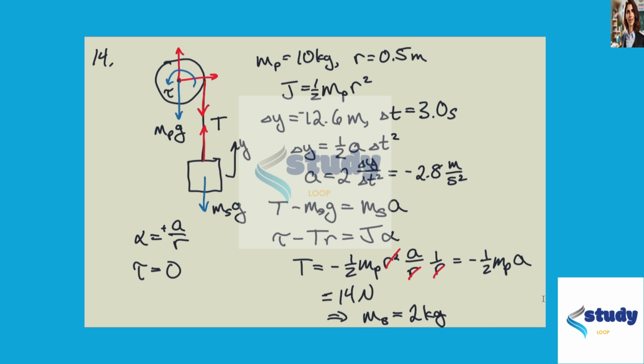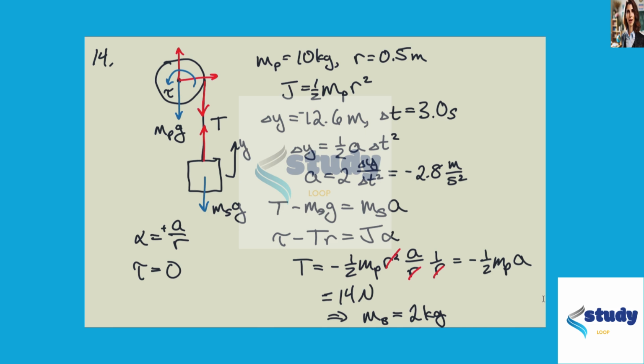We can then solve for some things. We can solve for T from here, since this is 0. And we get T equals minus 1/2 times the mass of the pulley times the acceleration. We have the acceleration here, and we know the mass of the pulley, so we can find that T equals 14 newtons.